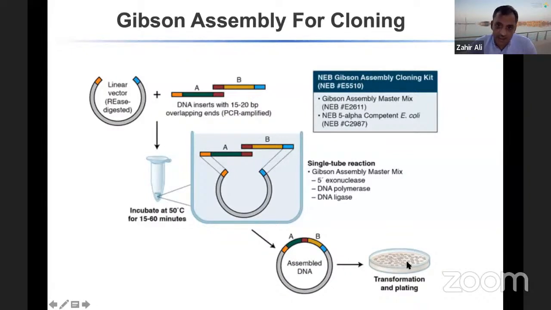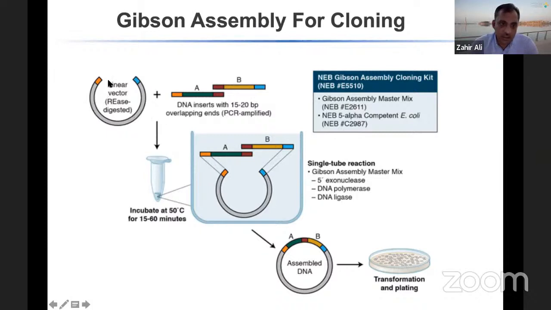Compared to the other system, this system is very simple, easy, and robust. For example, you can see almost 99% of the colonies are positive, and it's very simple compared to the other methods. But this is just about the cloning. All the cloning can be done with this simple method, even though plant vectors are sometimes a little bit big. But even if the vector is big, you can just do piecewise PCR.